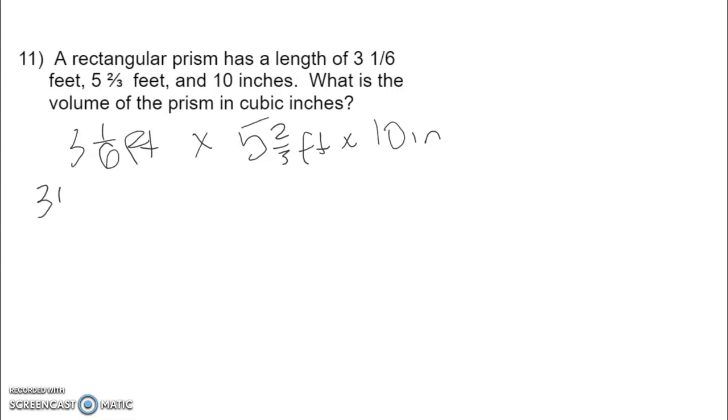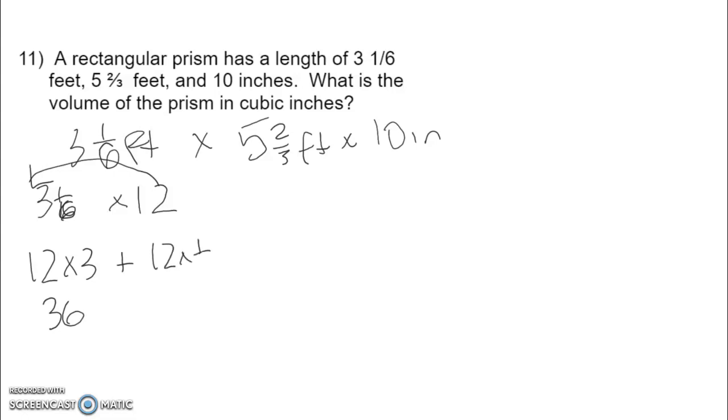So I have 3 1/6 feet, and I need to know how many inches that is. So I'm going to think about multiplying that by 12. I'm going to turn that into an improper fraction, or I can multiply it out separately. That's up to me. So I'm going to go ahead and multiply that one out separately, and I'm going to do 12 times 3, which is going to be 36, and then I'm going to add that to 12 times 1/6. 12 times 1/6 is going to be 12/6, which is going to be 2. So that's going to be 38 inches here.